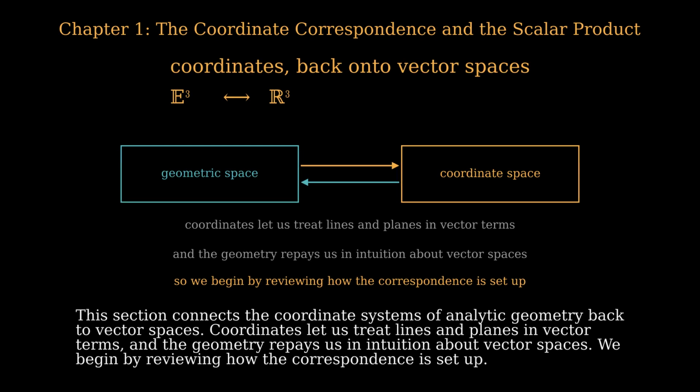This section connects the coordinate systems of analytic geometry back to vector spaces. Coordinates let us treat lines and planes in vector terms, and the geometry repays us in intuition about vector spaces. We begin by reviewing how the correspondence is set up.